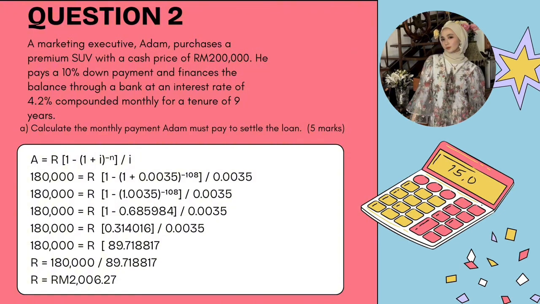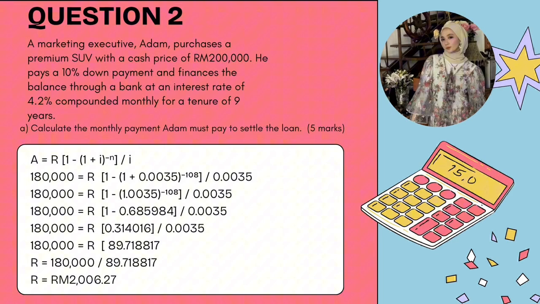Now, let's solve question A, which asks us to calculate the monthly payment Adam must pay to settle the loan. To find this, we use the present value of an annuity formula. Our loan amount is 180,000 ringgit. The periodic interest rate is calculated by dividing the annual rate of 0.042 by 12 months, which gives us 0.0035. The total number of payments over 9 years is 12 times 9, which equals 180 payments. When we substitute these values into the formula and solve for the monthly payment, we find that Adam's monthly installment is exactly 2,006 ringgit and 27 cents.